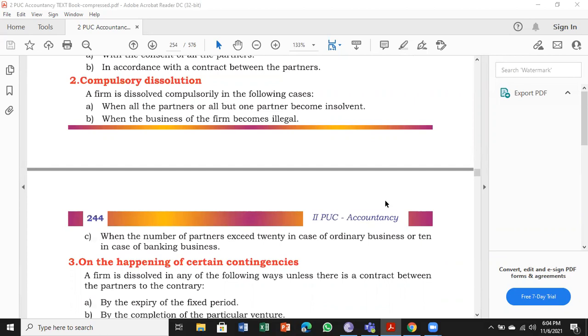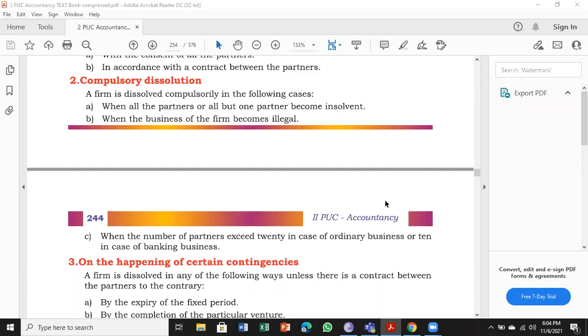Compulsory means no other option is there in front of the partnership firm. They should and must close the business. First situation, when all the partners or all but one partner become insolvent. Insolvent means more liabilities, less assets. We call them bankrupt.